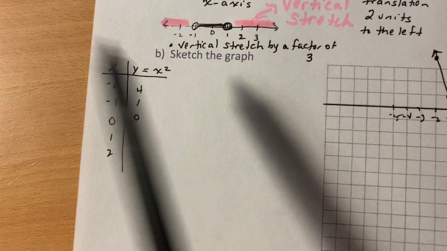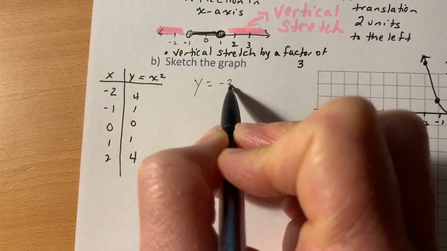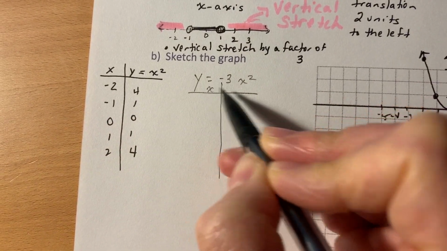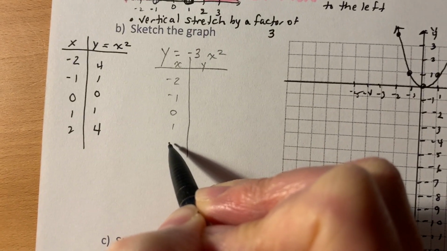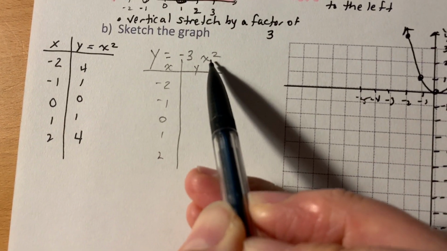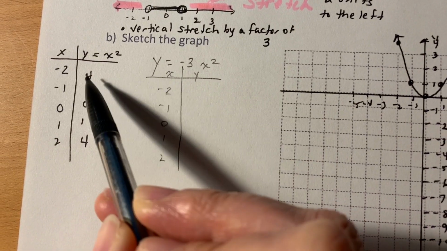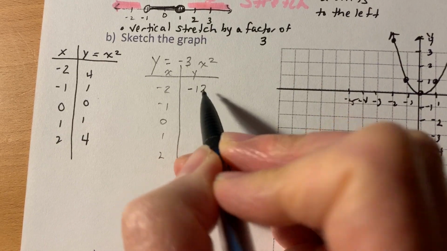Okay, so I'm going to do that with just a different color here, my pencil, -3x squared. I'm going to use the exact same x values, -2, -1, 0, 1, and 2. Now I've already squared all of these, right? So if I take -2, I square it, I get 4. But now I've got to times it by -3 to get -12.